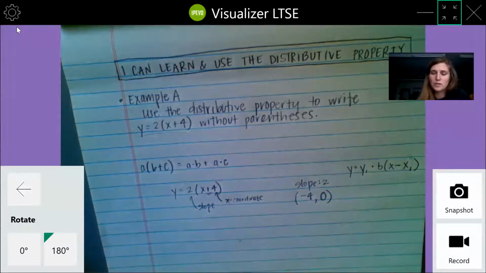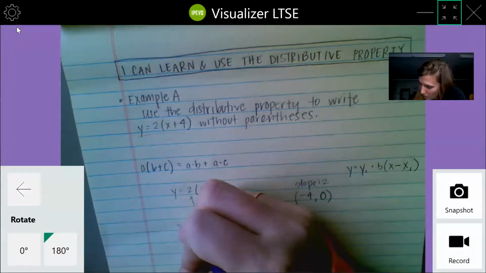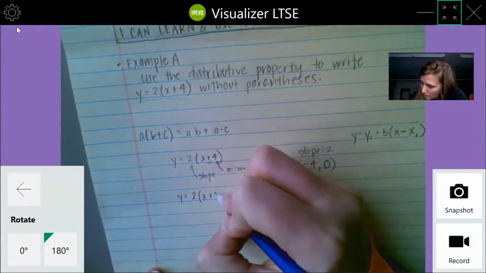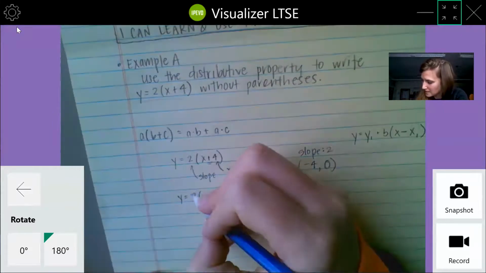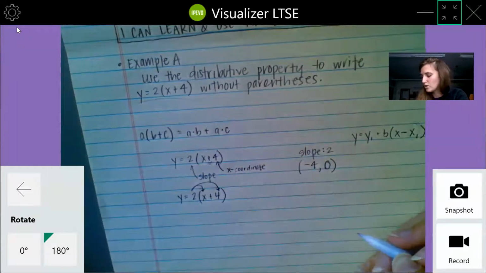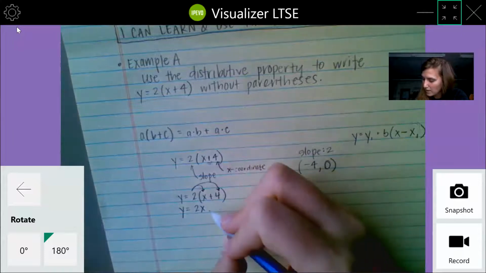But now what I want to do is use the distributive property to rewrite y equals 2 times x plus 4 without parentheses. So let's give that a try. So we again have y equals 2 times x plus 4. My distributive property says I can distribute this across both of those. So I get y equals 2x plus 8.